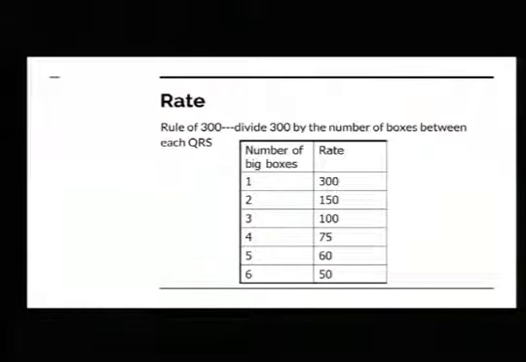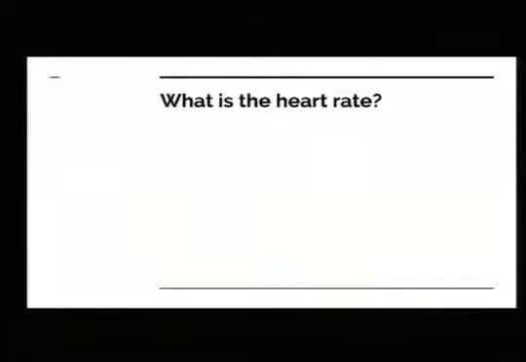I assume everybody here has learned the simple way to determine rate, because sometimes your monitor will be telling you one thing and you look at that and you're like, that is not what I'm seeing on the monitor. So easy way to do it. You can memorize the 300, 150, 100, 75, 60, 50, 43, and go through, but you just divide by the number of boxes between each QRS. 300 divided by that number of boxes. So if there's 5 boxes, your rate's 60.